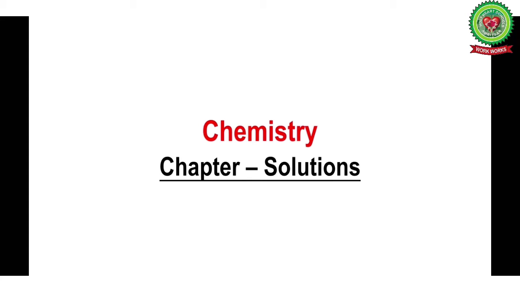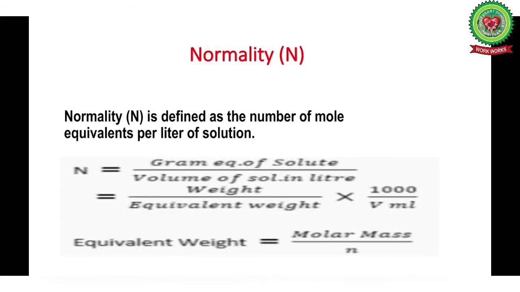In continuity of the previous topic, that is solution, now we are going to discuss the next unit of concentration, that is normality. Normality is denoted by capital N. Normality is defined as the number of gram equivalents per liter of solution, and N is equal to gram equivalent of solute by volume of solution in liter.